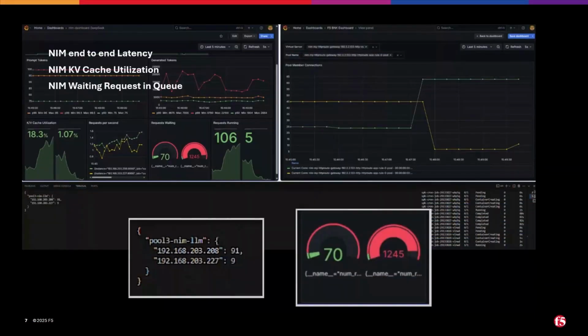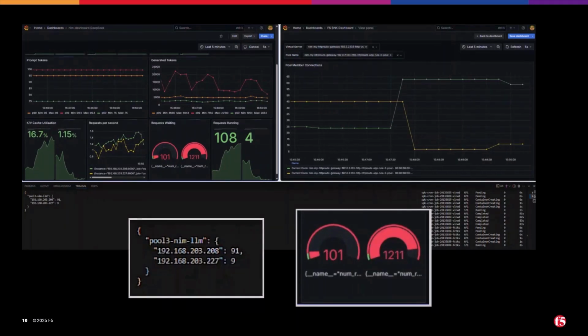Let's see this in action. We've set up a demonstration of monitoring NIM metrics. Specifically, we've constructed an algorithm which watches end-to-end latency, NIM KV cache utilization, and the NIM's waiting request queue depth. We've purposely caused a massively uneven loading between two NIMs.